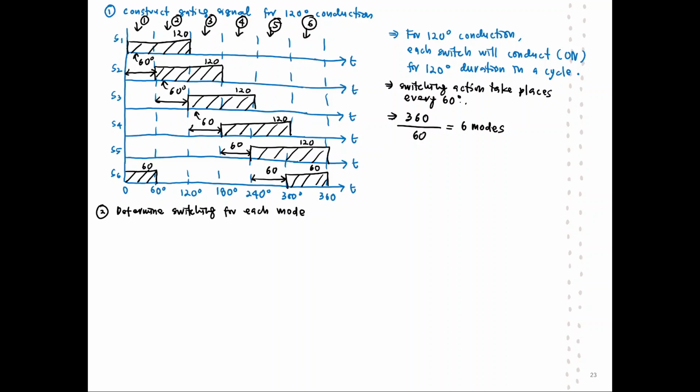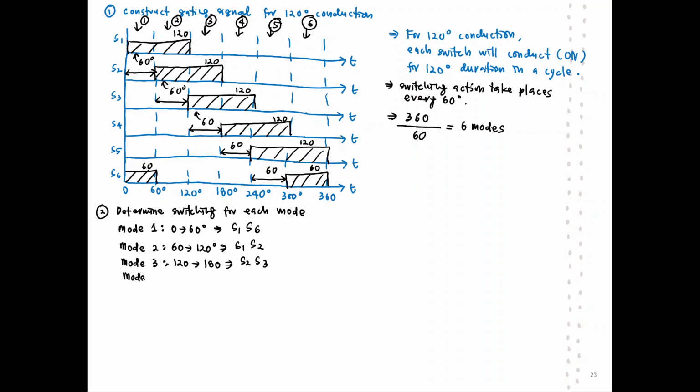For mode number 1, the duration is from 0 to 60. If you look vertically, you can see the switches turned on for mode number 1 are S1 and S6. Mode number 2, duration from 60 to 120, the switches turned on are S1 and S2. Mode number 3, duration is 120 to 180, the switches turned on are S2 and S3.